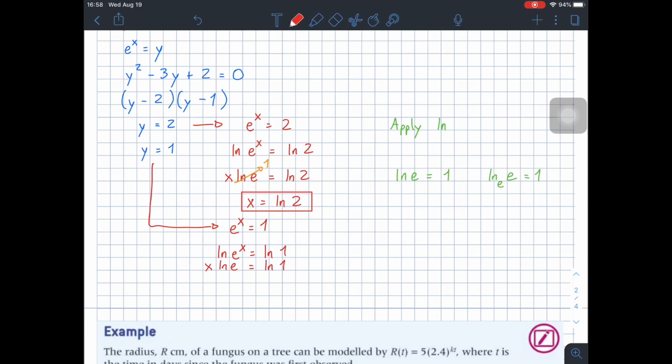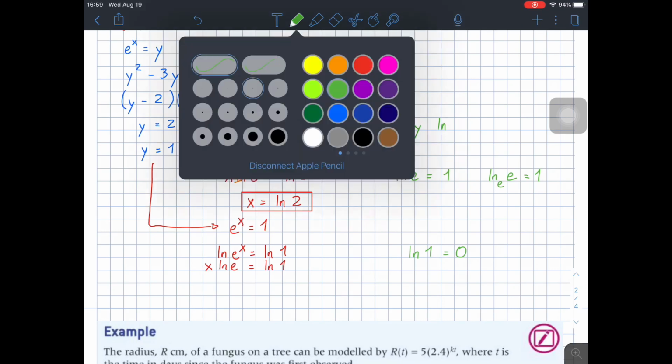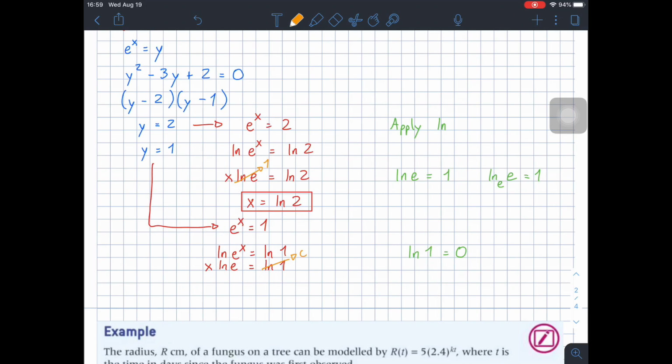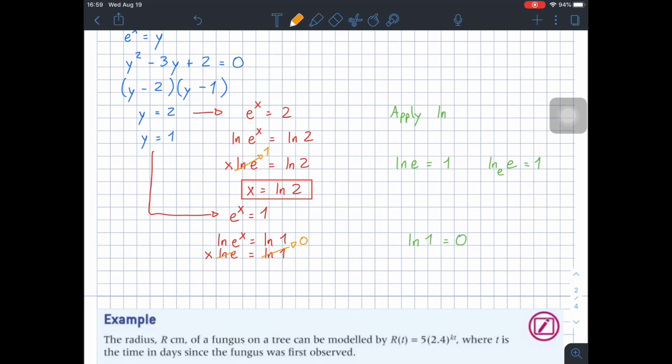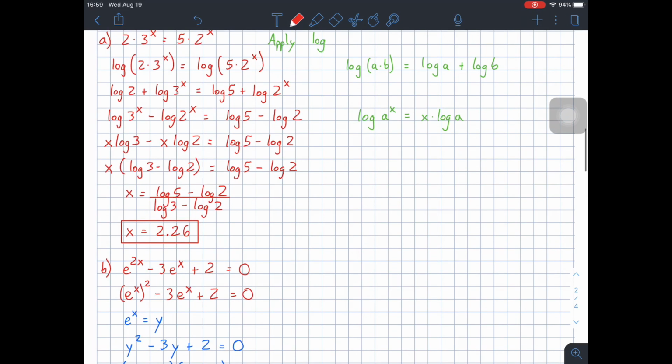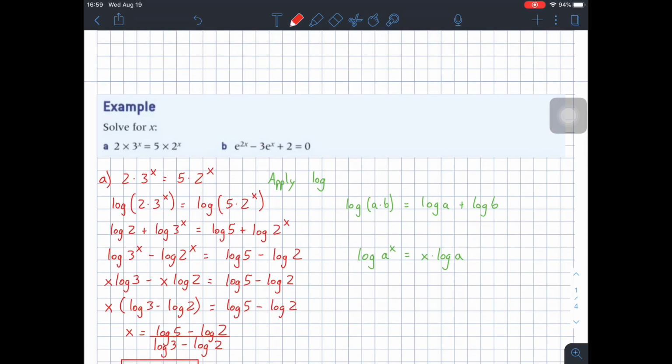But if you remember, if the argument of a logarithm or a natural logarithm is 1, then the result will always be 0. That's another property of logarithms, right? So this term is actually 0. And we already know that the natural logarithm of e is equal to 1, right? So there we get the second value of x, which is x equals 0. So these are our two possible solutions. Either x is equal to the natural logarithm of 2 or x is equal to 0. Those are the solutions to part B, to this one over here. Okay, I hope that was clear.